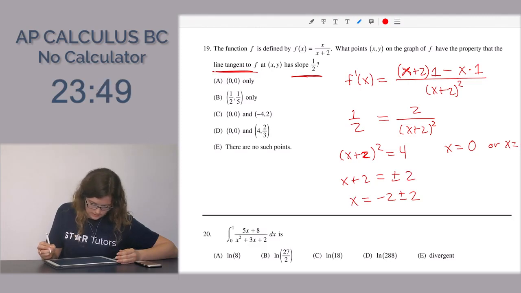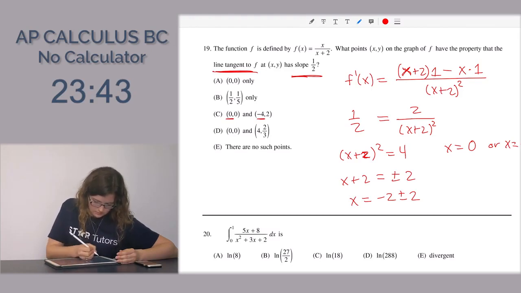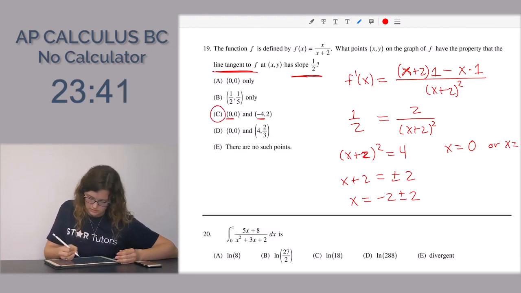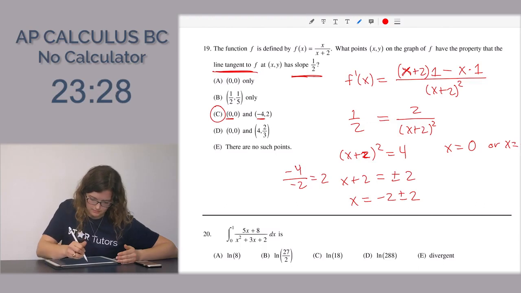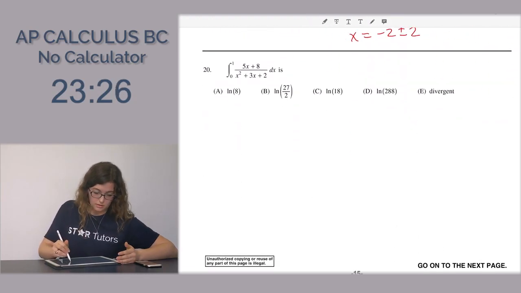Which of the following points has this property? There's only one answer that has x equal to 0 and negative 4, so it should be that one. To find the y values, you'd have to plug them back in. If you plug in 0, you do get 0. If you plug in negative 4, you get negative 4 over negative 2, which is 2. So I'm going to go with the line tangent having slope 1/2. Yep, that's going to be C again.